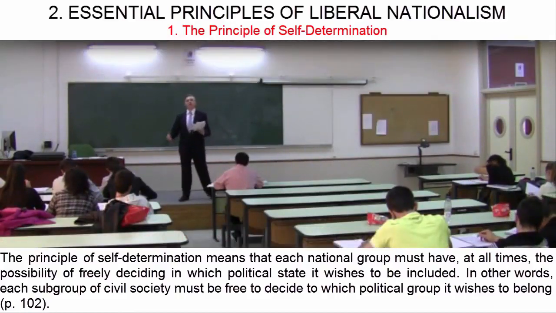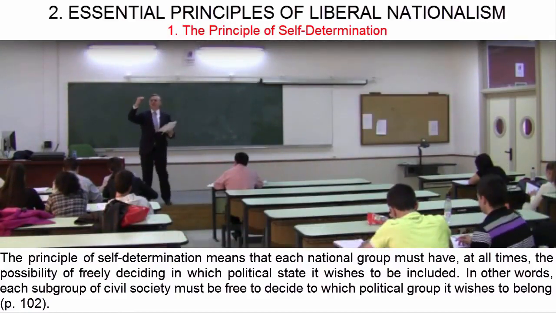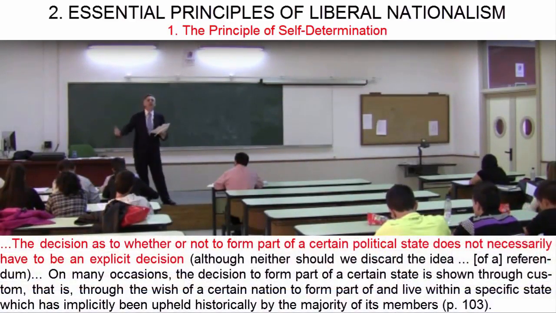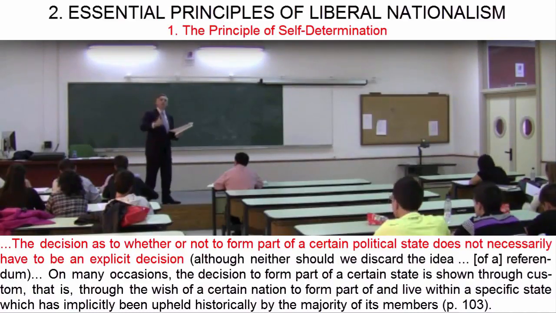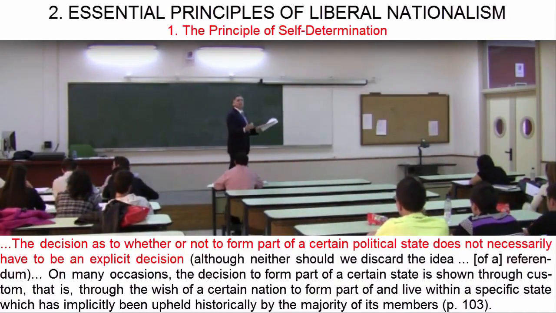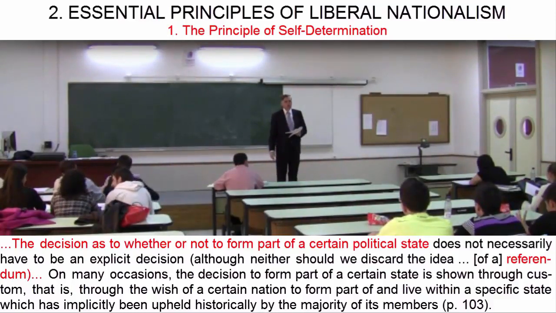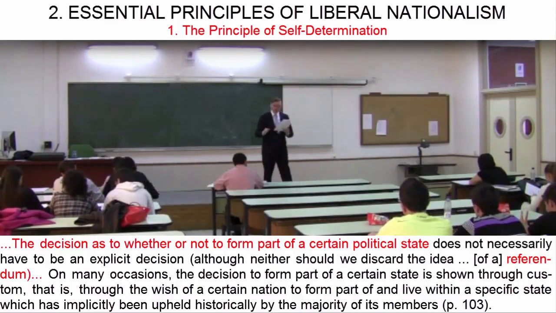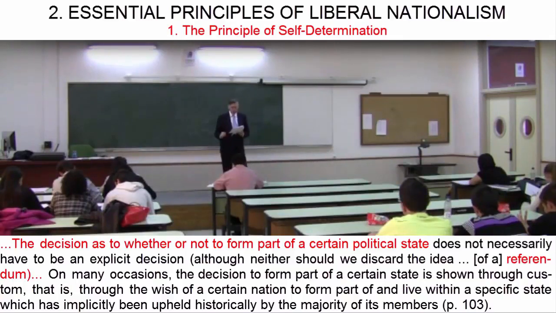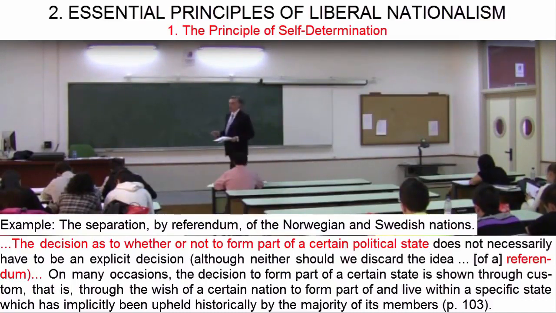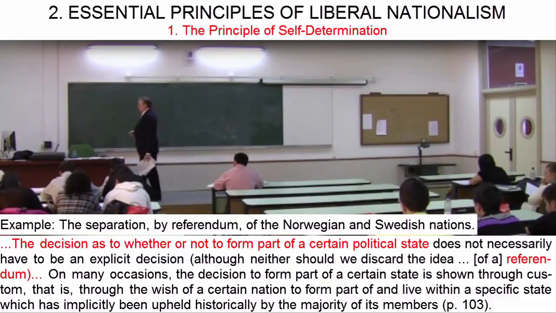Now, I would like to make a couple of clarifications about the principle of self-determination. I will begin by noting that self-determination does not necessarily have to be the result of an explicit political decision, though that cannot be ruled out. A referendum may be held and may give rise to a decision to split a state in two or to create a new state. There are many historical examples which show that this can be done peacefully and satisfactorily without any problem. One instance that comes to mind is the peaceful separation of Norway and Sweden. This took place at the beginning of the 20th century, in the first decade.